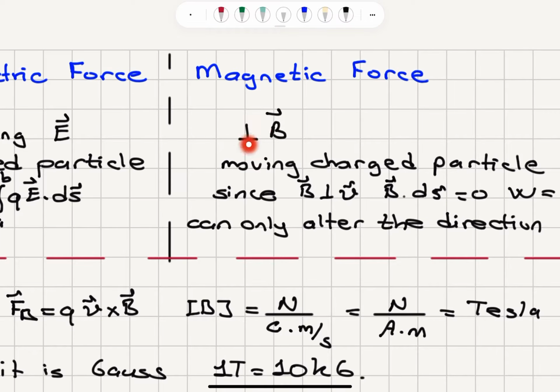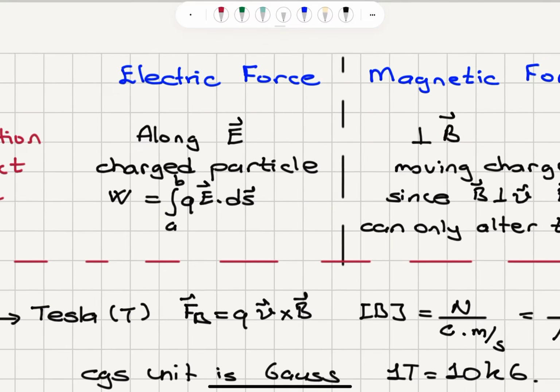The magnetic force Fb is QV cross B. It is the cross product between velocity and magnetic field. It's perpendicular to the plane which contains the velocity vector and the magnetic field vector. So in this case, the force is perpendicular to the magnetic field.